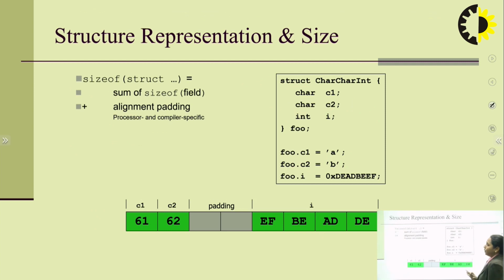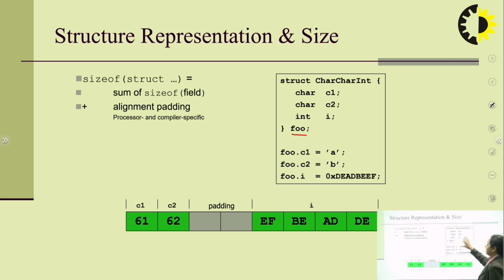Next, how to calculate the size of the structure. As soon as we define the structure, as we can see in this particular example, we have taken a structure with char and int. Here we have declared c1, character c2 and int i, and a structure type variable foo is created. Now what is going to be the size of this structure? How can we calculate how many bytes this structure will occupy in memory?